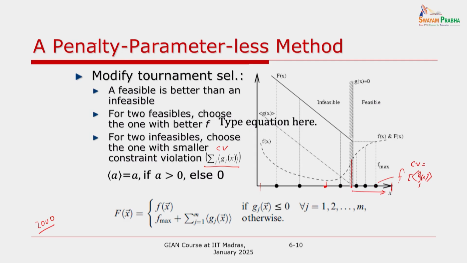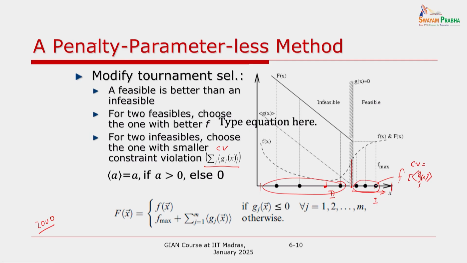All right. So now I have evaluated each of them for F and CV. All those points that have 0 CV are feasible. That I call class 1. Others are class 2, infeasible.